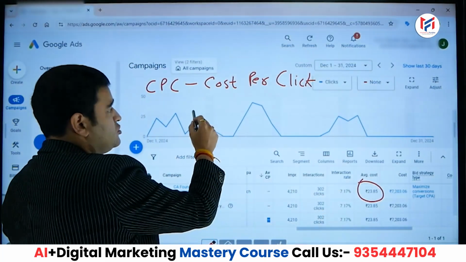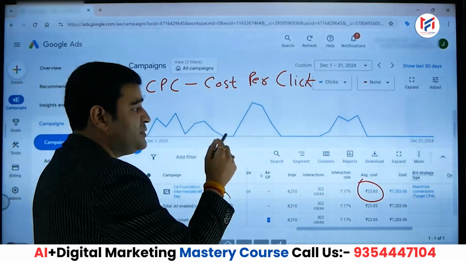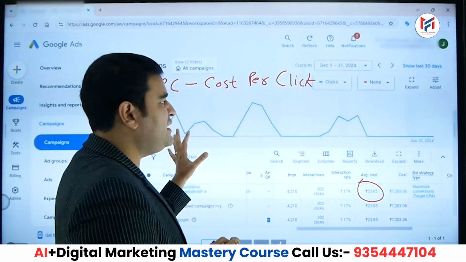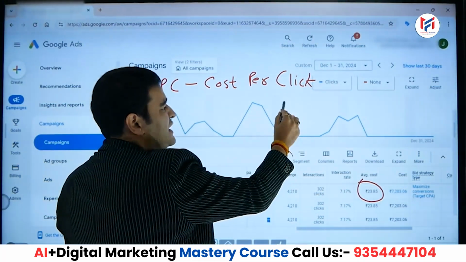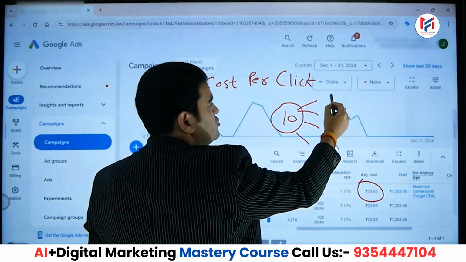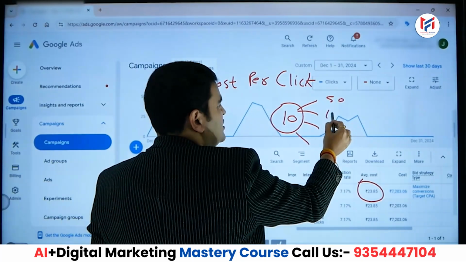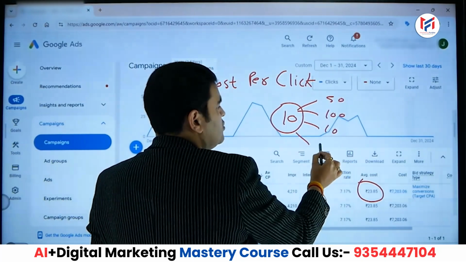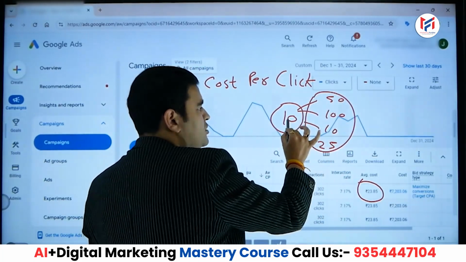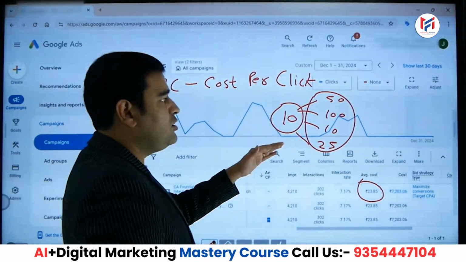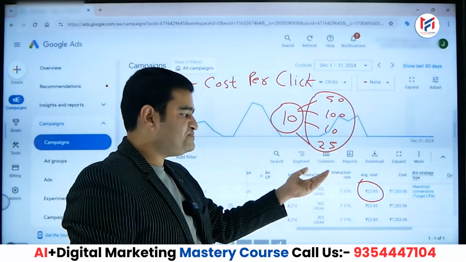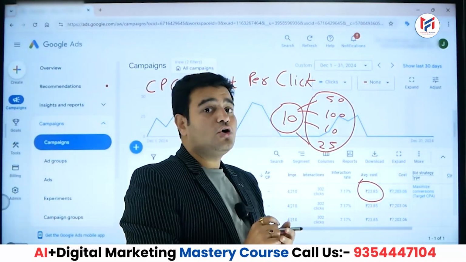So the CPC is basically cost per click, and the CPC is always different for each keyword. Let us say that in this campaign, I am going to be targeting 10 keywords. For some of them, the CPC could be 50 rupees, and for the others, it could be 100 rupees, 10 rupees, or even 25 rupees. So this is known as the CPC, which stands for cost per click. Google tells us that if you use this keyword, then its cost per click could be this much. And here the cost is also going to vary.